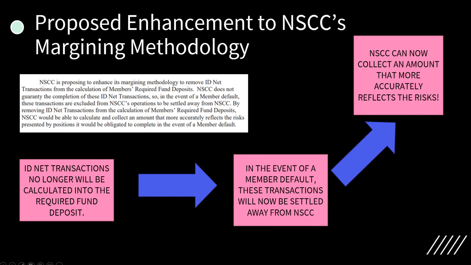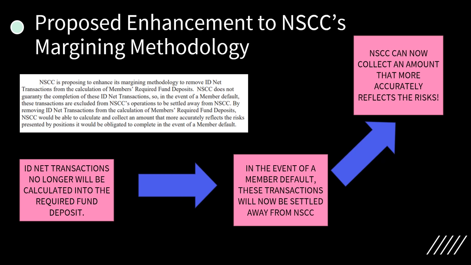The proposed enhancement to NSCC's margin methodology is described as follows. ID net transactions no longer will be calculated into the required fund deposit. In the event of a member default, these transactions will now be settled away from NSCC. NSCC can now collect an amount that more accurately reflects the risk. Therefore, they get more back. The people who made the bad bets, or the people that took in all the risk, get the hit. So this is great. So basically, they're proposing to enhance its margining methodology to remove the ID net transactions from that required fund deposit.